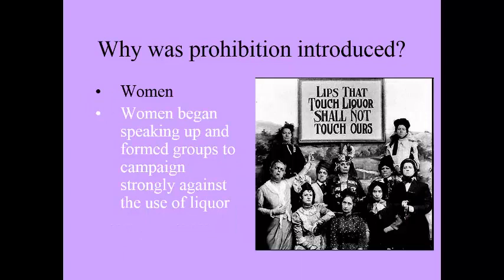Now, many groups opposed the sale of alcohol and were in favor of prohibition. There were many women's groups that opposed the sale of alcohol. That's not to say that all women were opposed to alcohol, but we had many women's groups springing up around this time. Remember, this is when women start to get the right to vote. So they began to speak up and form groups to campaign strongly against the use of liquor. And because they now had the right to vote, this gave them more clout to lobby politicians and to go out and vote at the ballot box in order to push these policies.